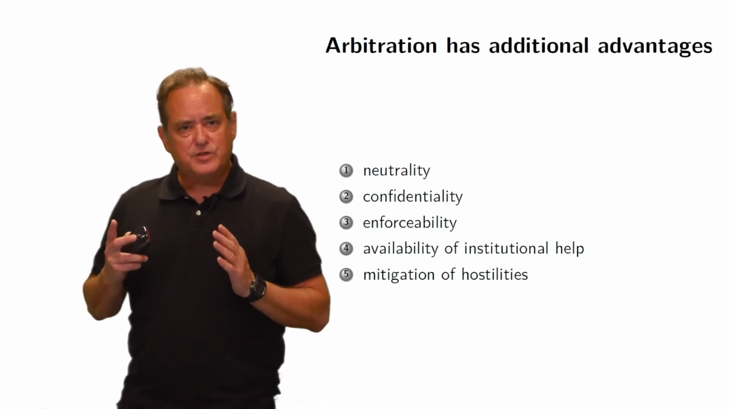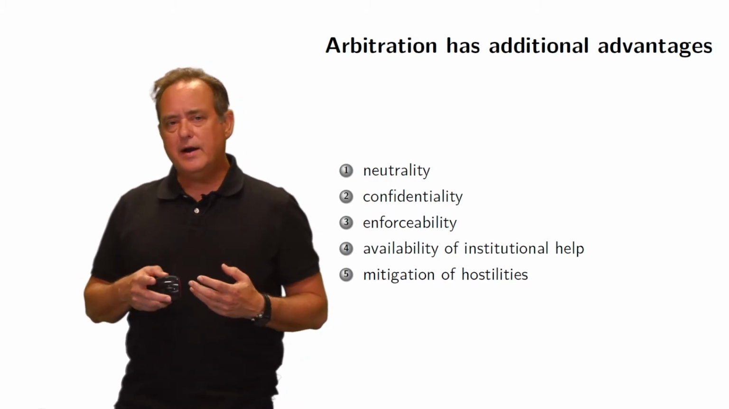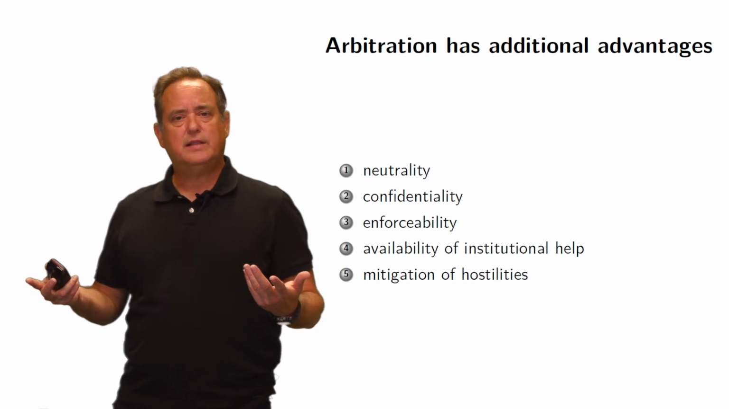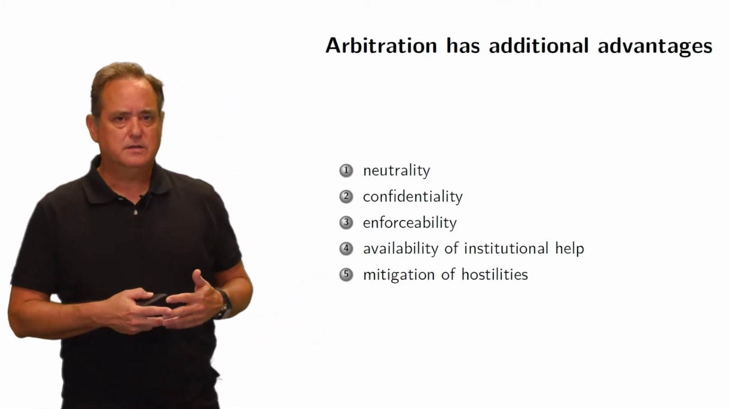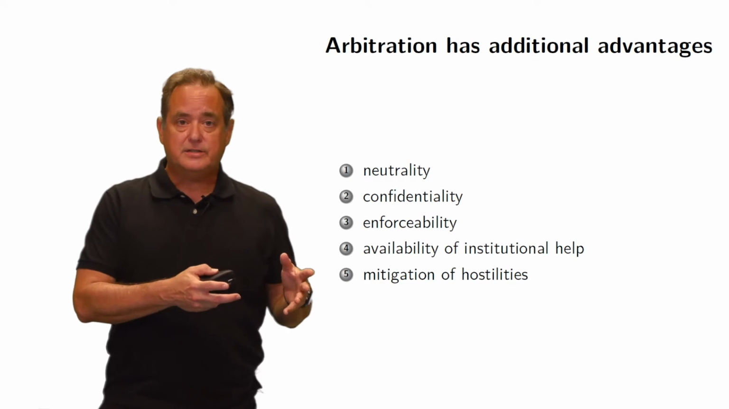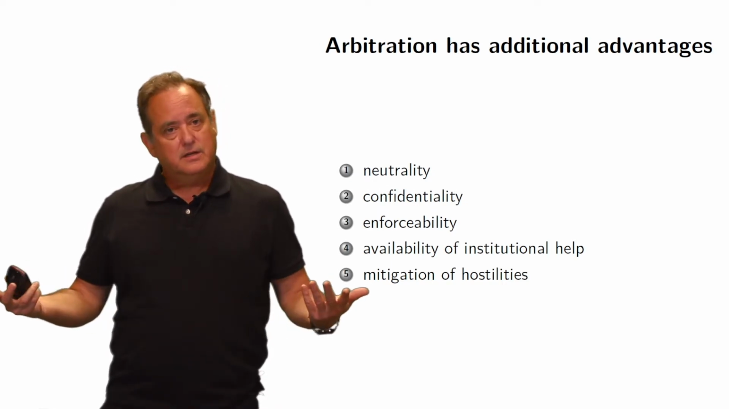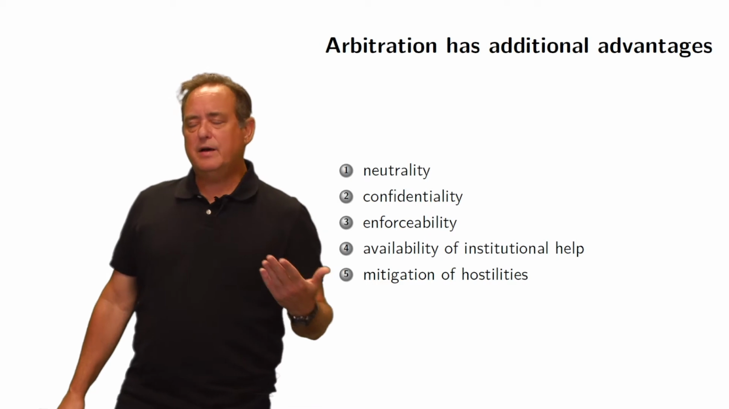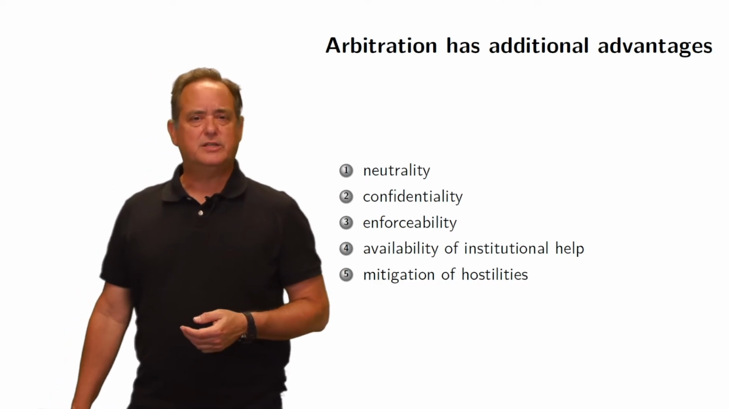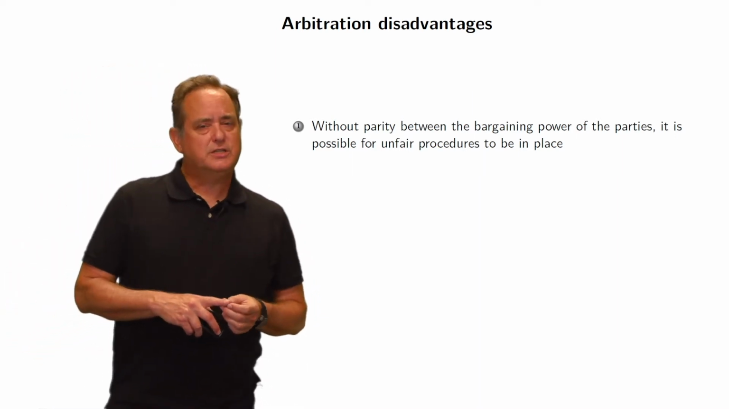Arbitration also allows, because it's quick and it's binding, it has the effect of mitigating hostilities, meaning the parties can reach a final decision very quickly, and they can go back to doing business with one another. So arbitration tends to mitigate hostilities because it's so easy to go back to business: you have a dispute, you have a final decision, and then you move on. And so we find that with companies, arbitration allows the companies to resume a normal business relationship much faster than litigation. Now, there are disadvantages to arbitration as well.